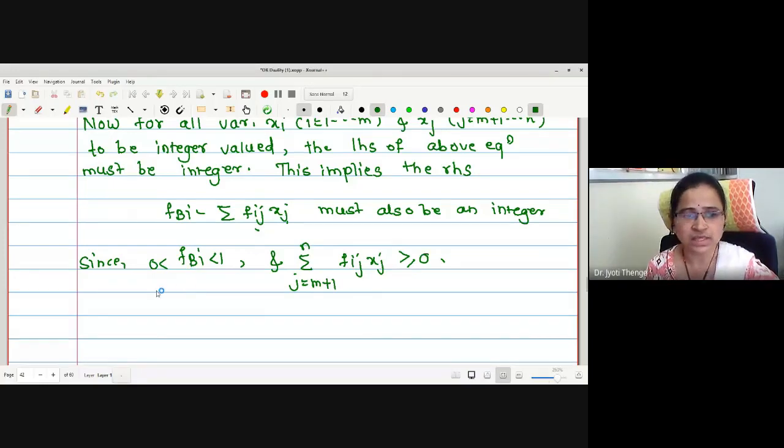Now look at this. fbi lies between 0 and 1. This value is non-negative and we were taking a subtraction, fbi minus summation fij xj. Therefore, what is the possibility about this subtraction? Is it less than or equal to 0? Non-negative, sorry, non-positive.